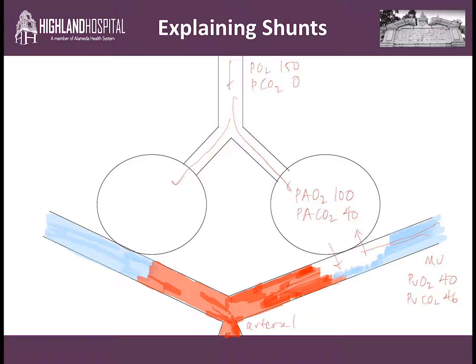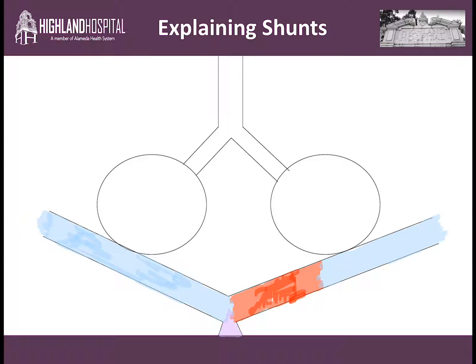As blood travels along, it's going to equilibrate, and you're going to get oxygenated blood at the arterial level. Usually your arterial O2 is about 95, and your arterial CO2 is about 40. That is normal gas exchange. Now, in the example of a shunt, this is an extreme position where you're having a lot of perfusion but no ventilation. This is an extreme example.